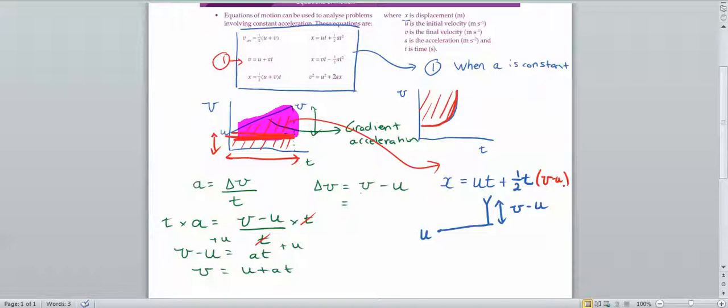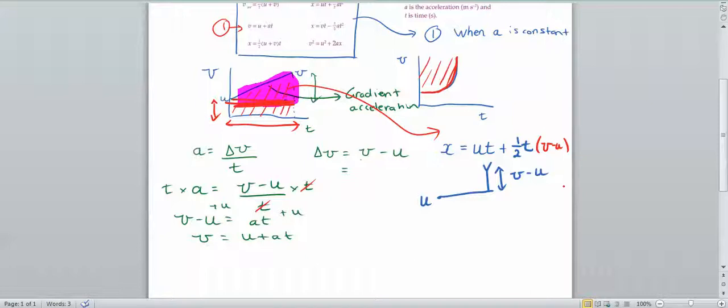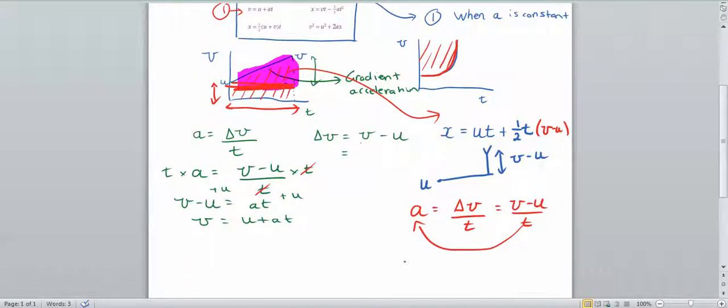Well, let me just give you another formula, and that is that the acceleration we know is the change in velocity over time, isn't it? So we know that, and that is equal to v minus u over t. So what happens if I was to get this t over here? What does that equal? That's at, isn't it? a times t is equal to v minus u. Just doing some cross multiplying there.